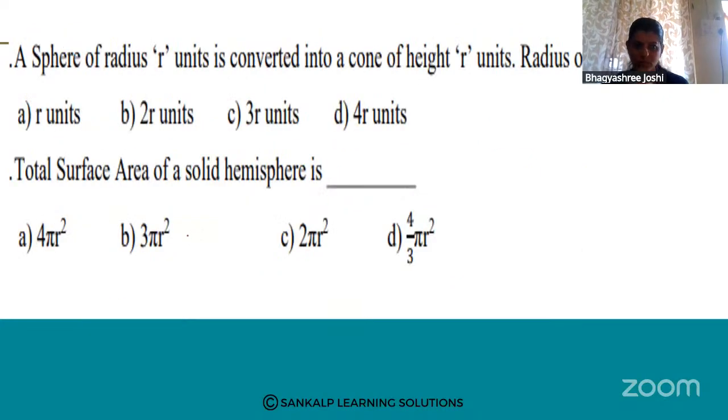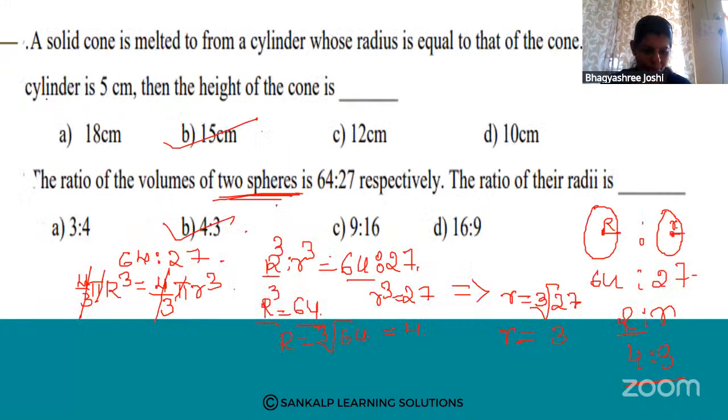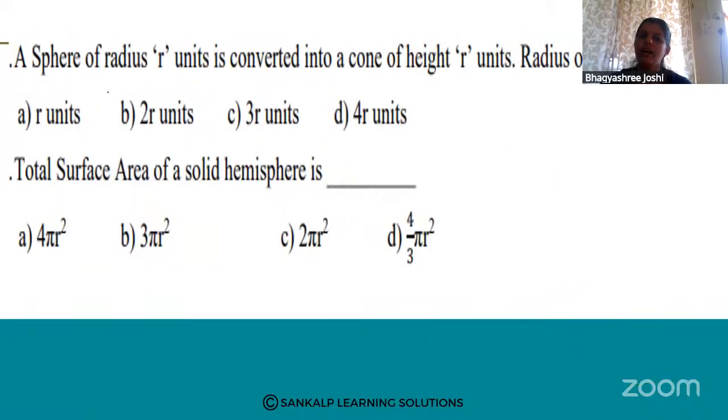Now, a sphere of radius, if you want, you can take down. Okay. A sphere of radius r units is converted into a cone of height r units. Radius of the cone is, yes, my dear students, here a sphere of radius r unit is converted into a cone of height r unit. That means h is equal to r here, right?